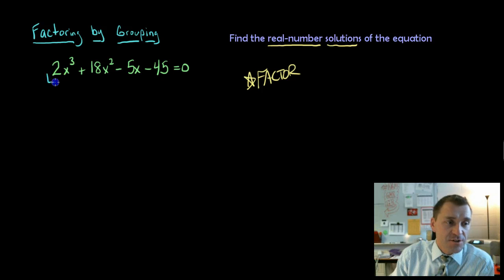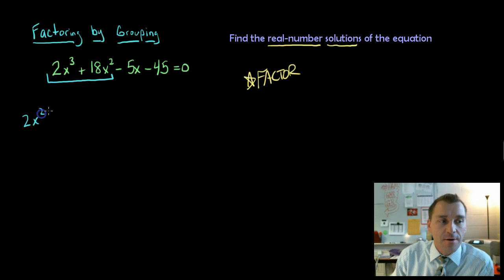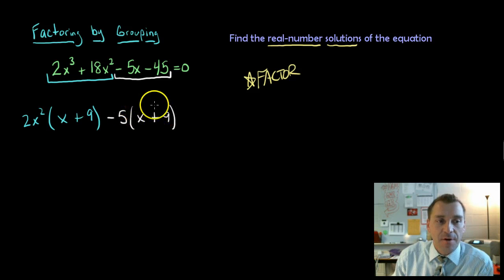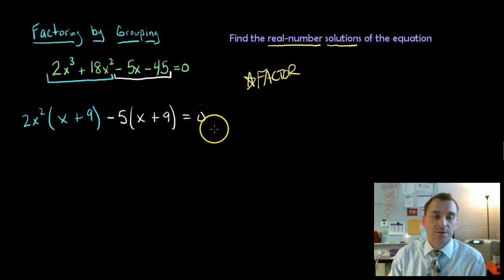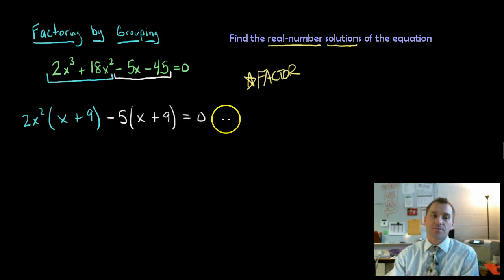Let's take this first set of things, group them together, and factor out the GCF, which happens to be 2x squared. When I factor that out, that gives me x plus 9. That's nice. And then when I take the second group of things and factor out the GCF, it looks like a negative 5. I have to factor that out. And that gives me negative 5 times x, and then I need a positive 9 right there to give me negative 5 times positive 9, which is negative 45. And all that still equals 0. So there we go. We're not done factoring yet. This is still the factor by grouping.